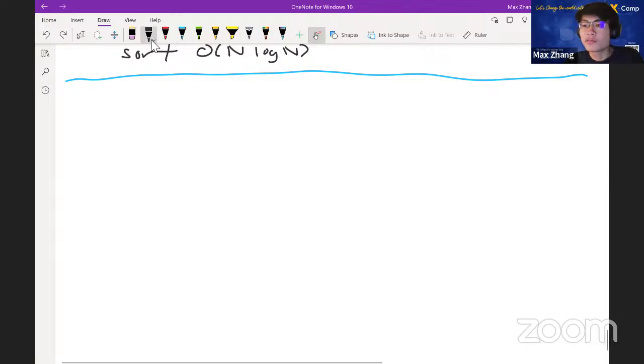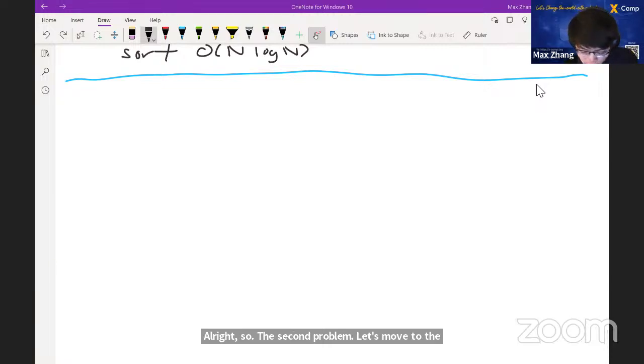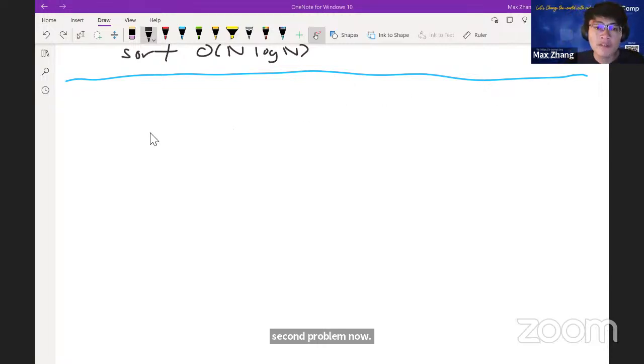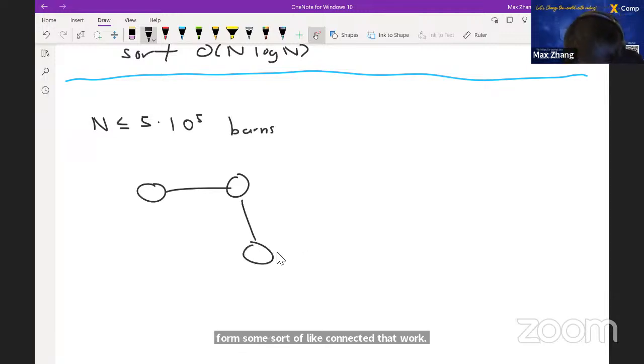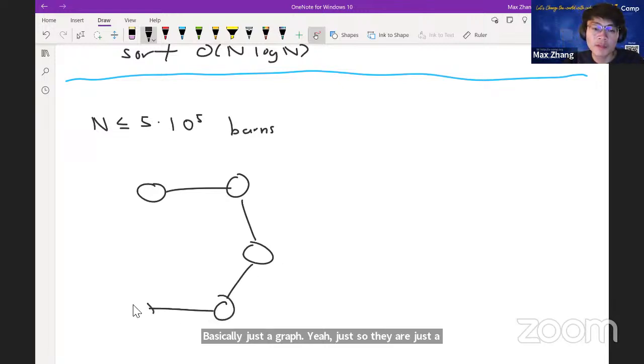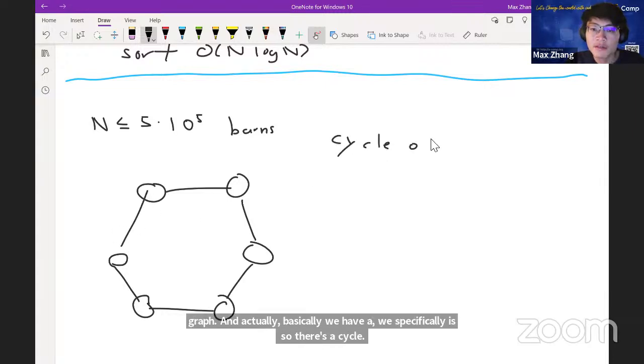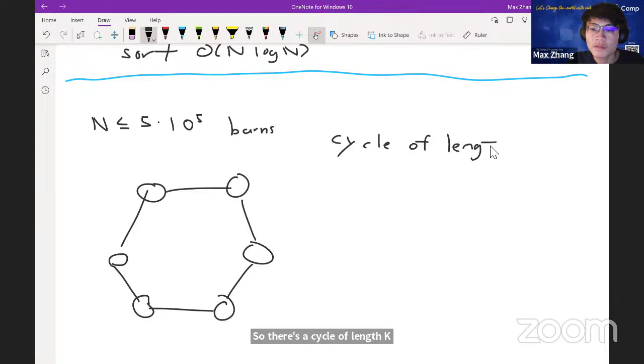All right. Let's move to the second problem now. The second problem was about labeling barns. We have a bunch of barns, n less than or equal to 5 times 10 to the 5, and they form a connected network, basically just a graph. Specifically, there's a cycle of length k, where k is less than or equal to n.